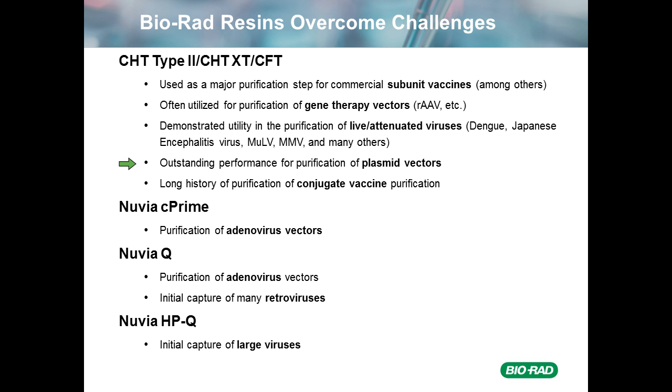CHTs also have really good performance for purification of plasmid vectors. I haven't talked at all about this, but CHT is highly used for plasmid purification, and we have presentations on that as well. And it has a long history of purification of licensed conjugate vaccines. Nuvia C' I've shown can be used for purifying adenovirus vectors, as well as Nuvia Q. Nuvia Q is also used for the initial capture of many retroviruses, which I haven't talked about extensively. And Nuvia HPQ, as I've shown with influenza, can be used for the initial capture of large viruses with very good purification, activity, and yield results.